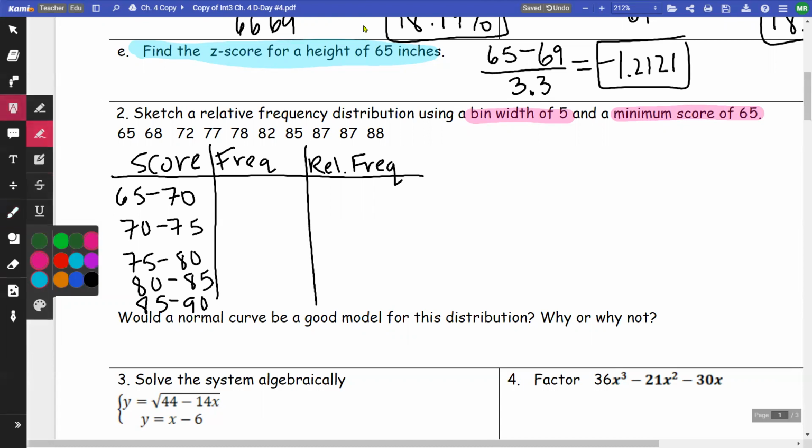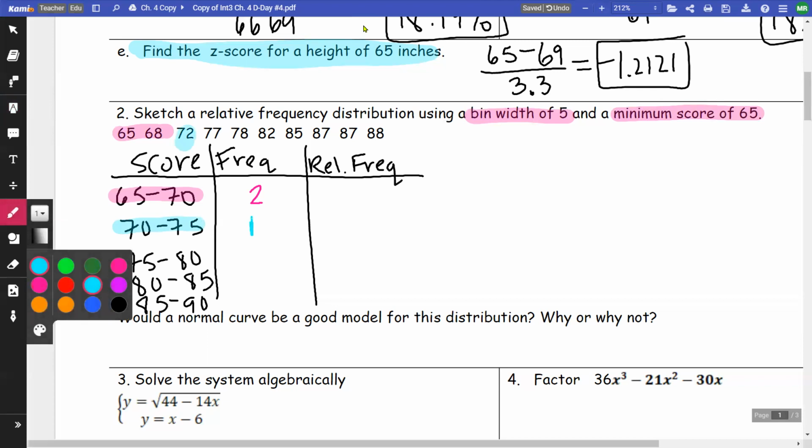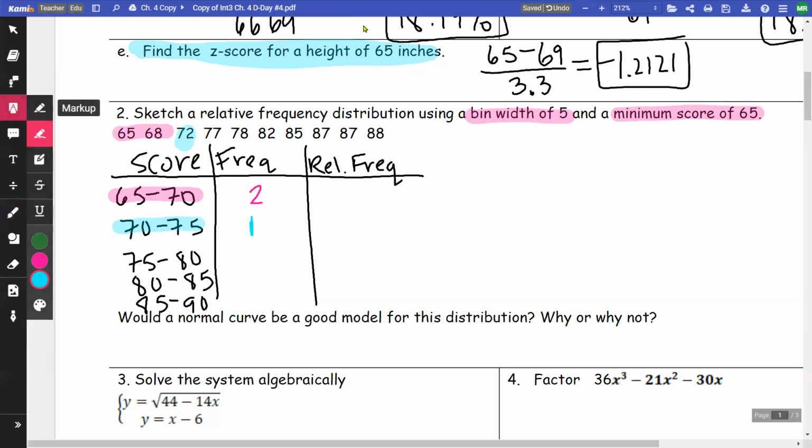So when I'm doing this, finding this one here, the only values that will be here look like 65 and 68. Okay, so that will be 2. From 70 to 75 will be 72. So we have 1. From 75 to 80, I'll have these. So that will be 2.